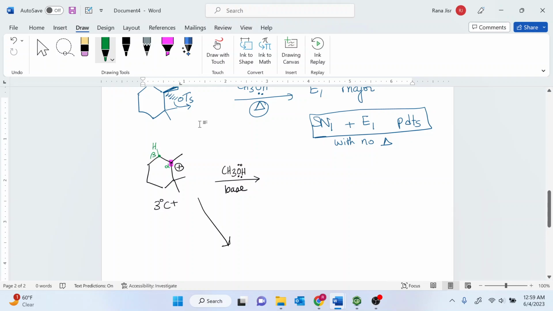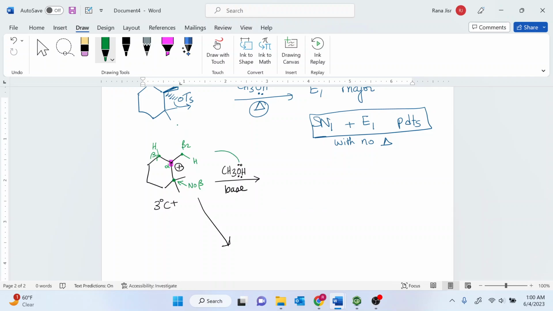So this is going to be my first beta hydrogen. I'm going to label it beta 1. This here is going to be my second beta hydrogen. This is beta 2. And on this carbon here, there is no beta hydrogen. So there will be no elimination. So I'm going to end up getting two products. The double bond can either be here or it can be here.